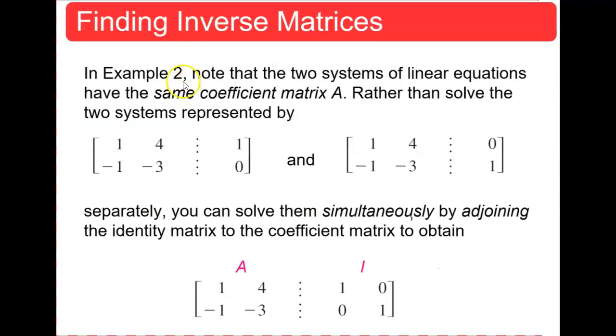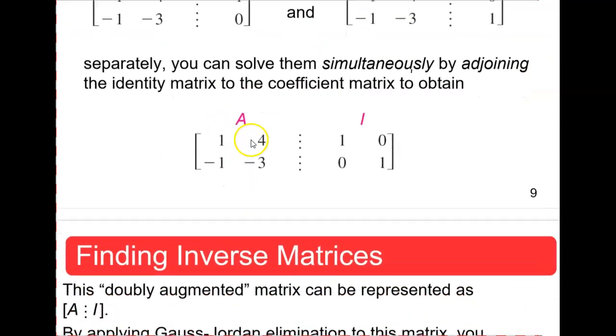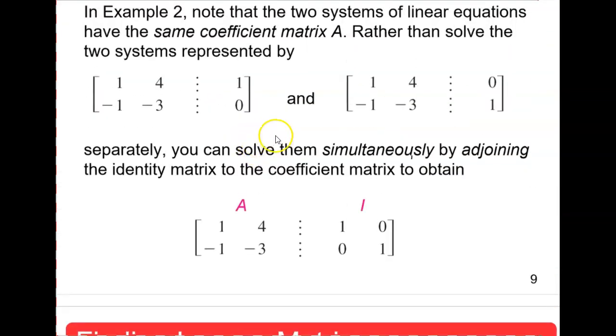A different way to find the inverse of a matrix is by using the row operations that were used with the Gauss-Jordan elimination or Gaussian elimination to solve a system. And the idea is that you want to find a matrix that when you multiply with another matrix, you will obtain the identity matrix.